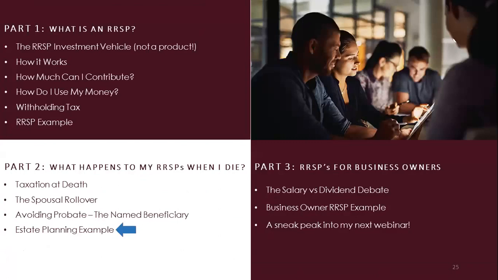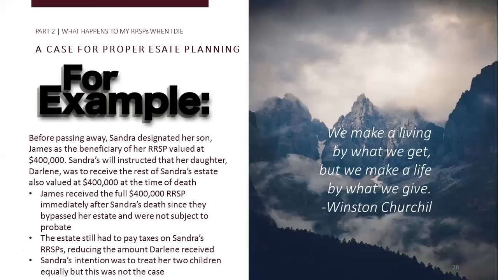Let's look at an important estate planning example involving named RSP beneficiaries. Now, some individuals will designate a child as a beneficiary to their RSPs so as to avoid probate. They believe they're doing the right thing. However, a greater understanding of the individual's wishes can warrant some slightly more intricate estate planning. Let's take a look at the following situation.